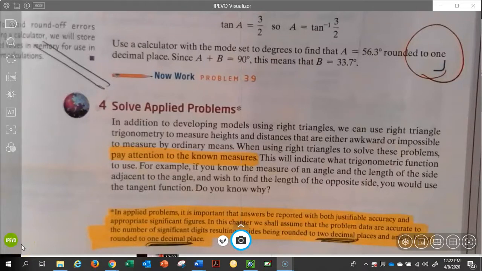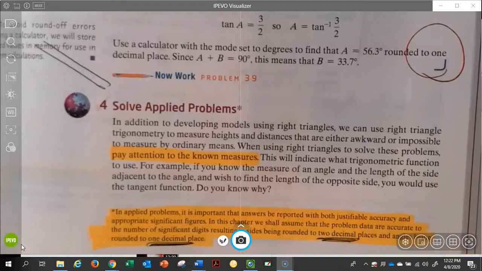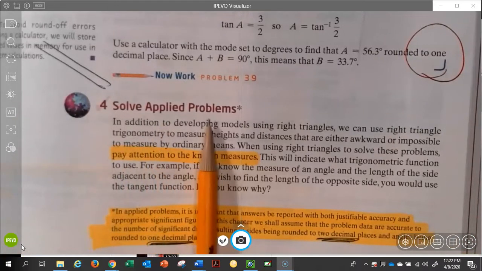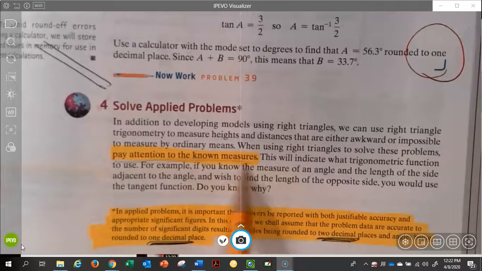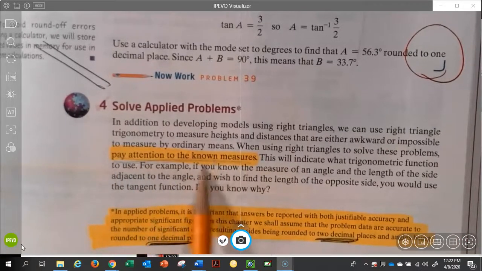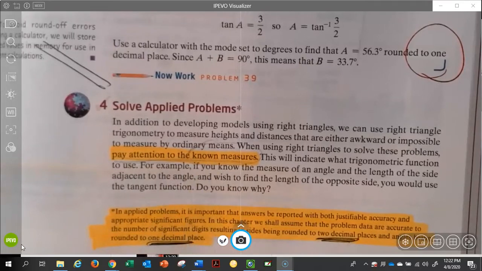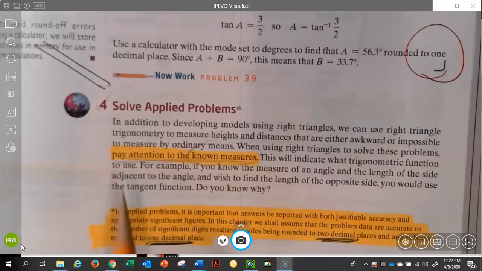So we're now at the back half of 8.1, and I'm at the bottom of page 525 where it says let's solve applied problems. Some information in here, but I'd like you to pay attention to the known measures. If we have information, and we will, that is given, we will keep going back to what is given. We'll have to use our calculations, but there's a chance that we can mess up on the calculations and then get the rest of the problem wrong. So as much as we can, we are going to keep going back to the known measures.